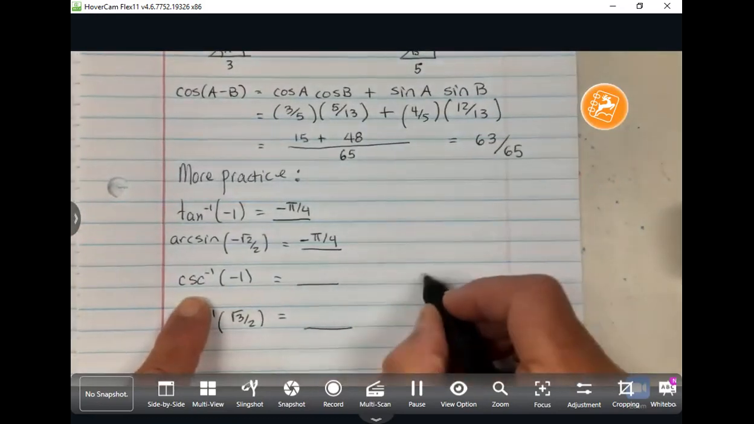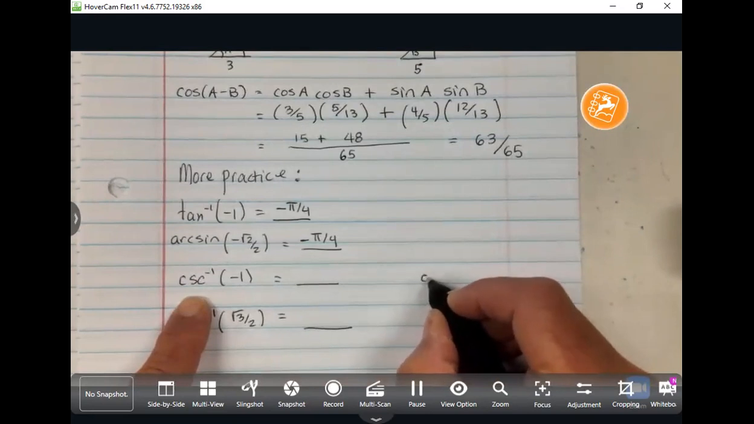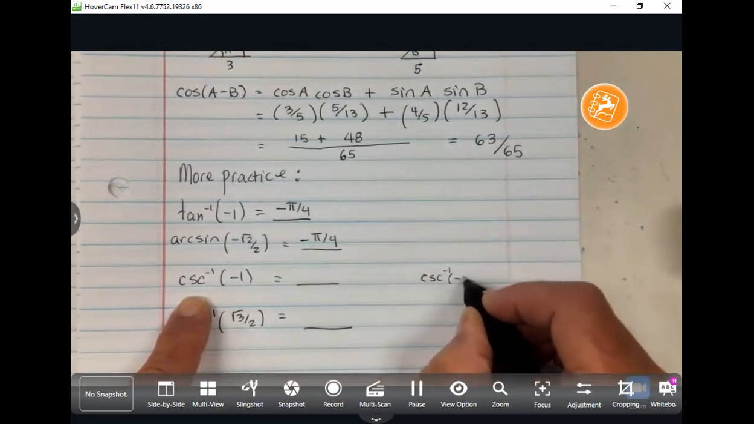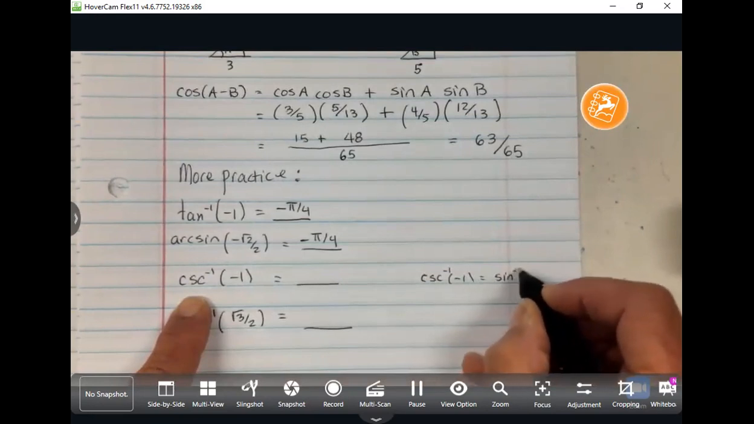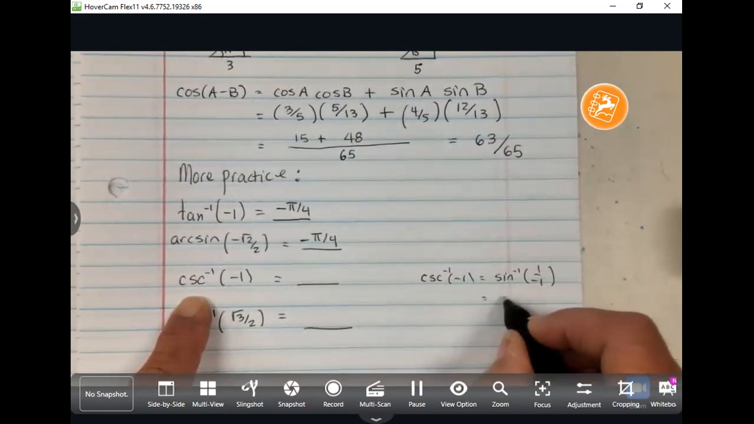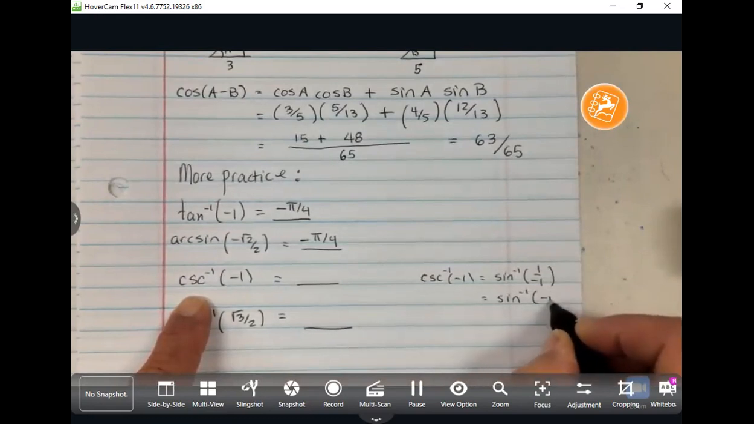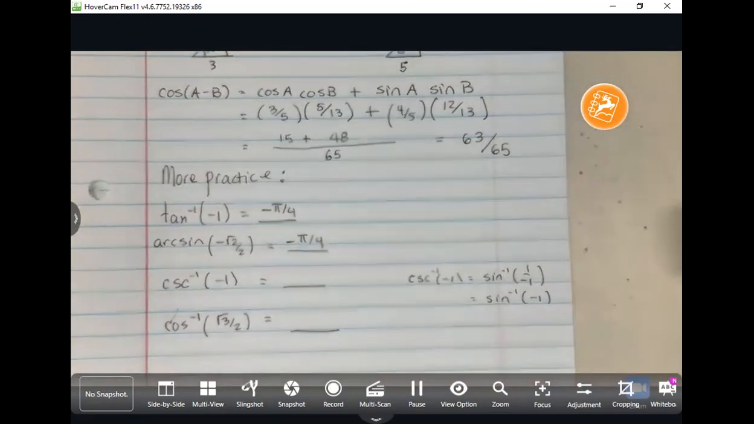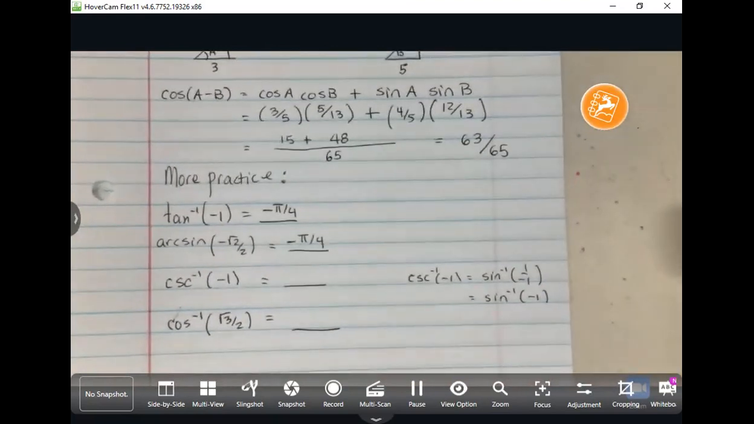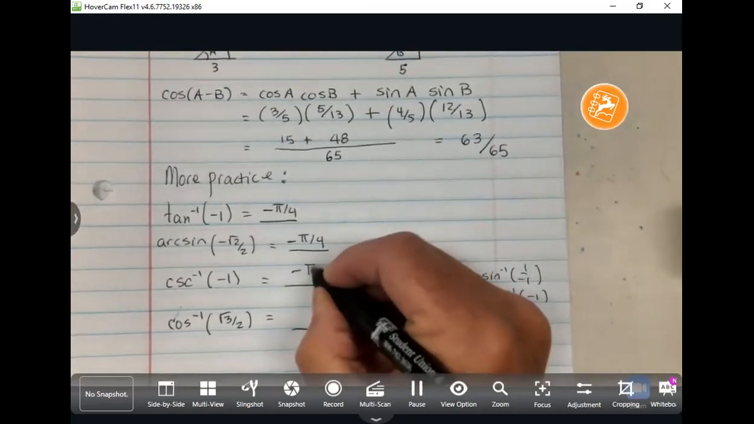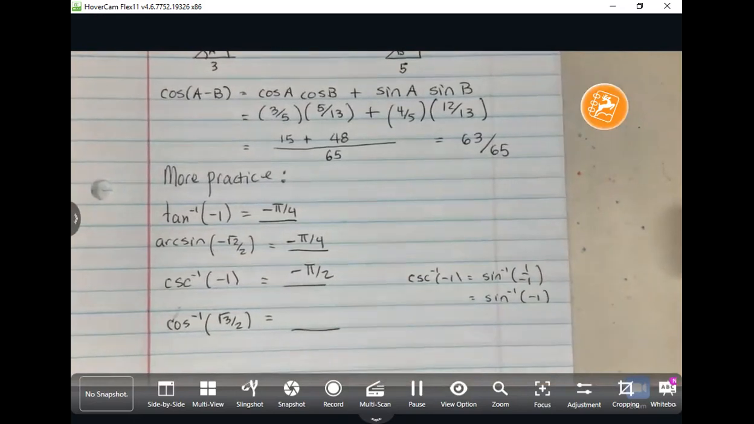For the cosecant, of what angle is -1? Remember, the inverse cosecant of -1 is the same as the inverse sine of 1/-1. But 1/-1 is still -1. So at what angle am I taking the sine of to get -1? Except you have to go that way. Negative pi/2. What angle do we take the cosine of to get square root of 3/2? Pi/6.